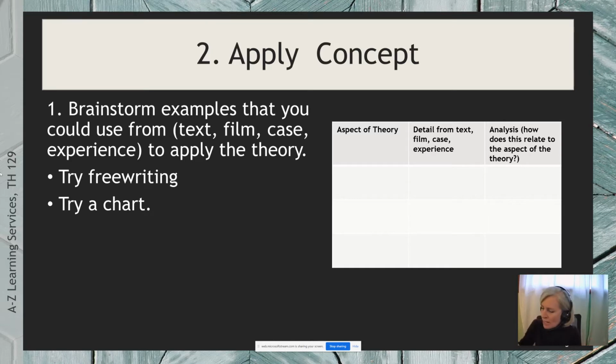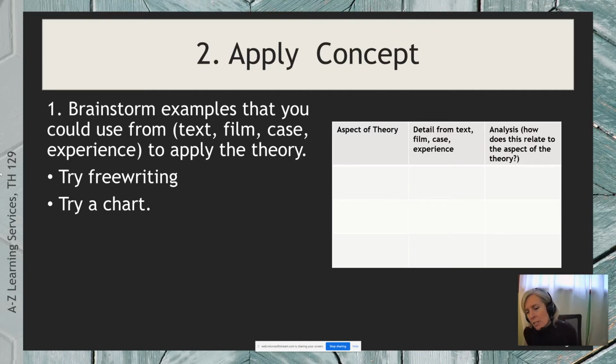Free writing is just writing your thoughts. Don't worry about grammar. Don't worry about anything else. What you're doing is trying to get your thoughts on paper, or in your computer in a Word document, so that you can look at them later. Otherwise, they're just in your head, and it's hard to gather your thoughts and think about them. So write them down in whatever way makes sense.